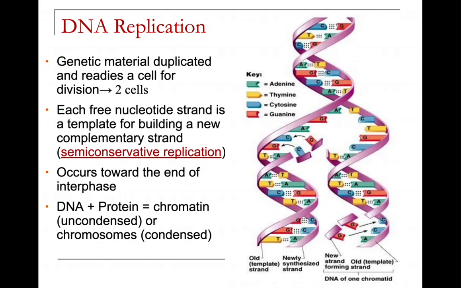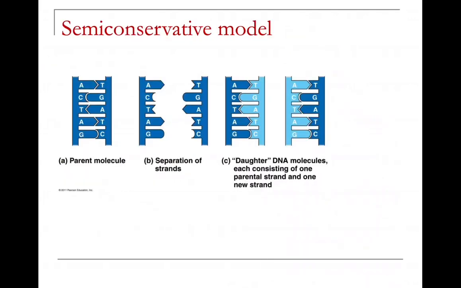So here you're going to have chromatin. It's protein and DNA. When it's uncondensed, it's chromatin, and it's chromosomes when it's condensed. This here also illustrates your semi-conservative model. You have this parent molecule that's going to separate, and the 2 daughter molecules are going to be half parent, half new molecules.